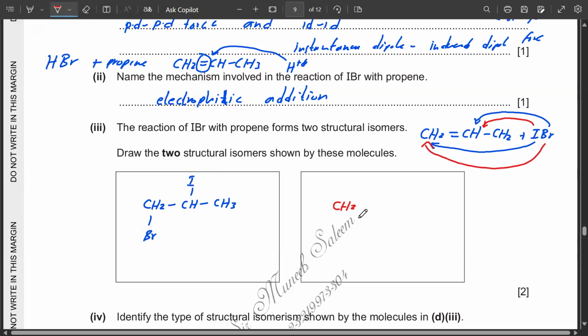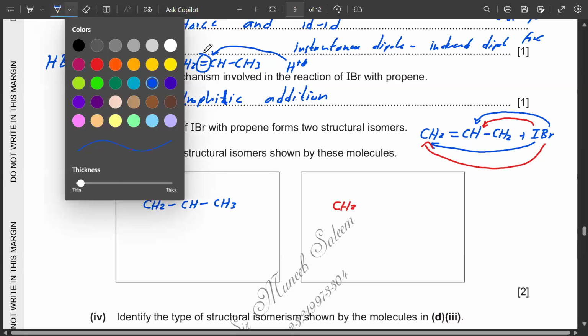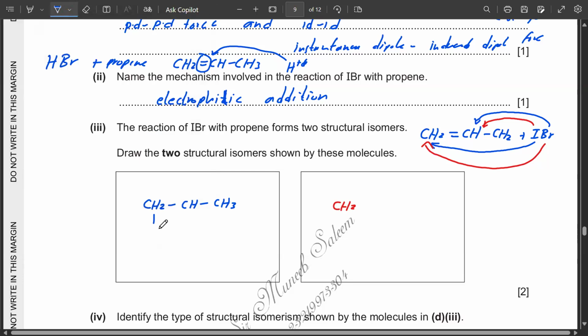Now for the first type, I need to represent the same. So for the first type, which is represented by the blue arrow, this carbon will have iodine and this carbon will have bromine on it. And in the other case, the first carbon will have the bromine on it and the second carbon will have the iodine on it, like this. This is the structural formula. So I have included both types of the formulas here.